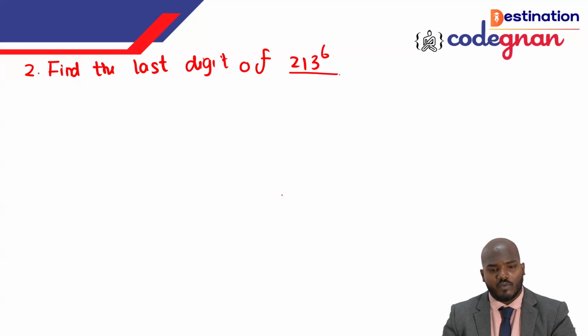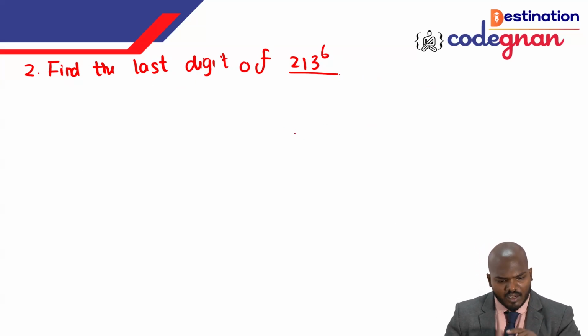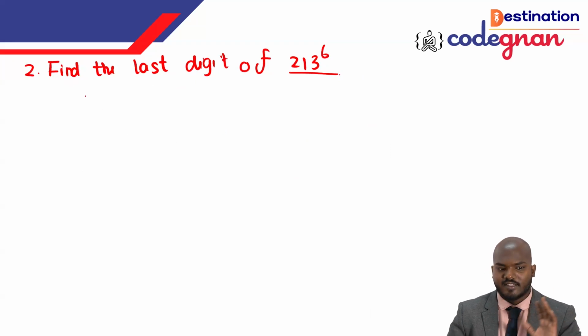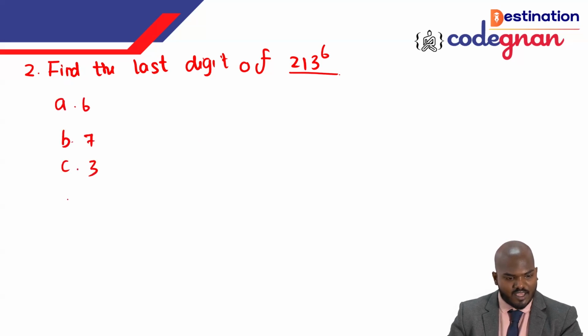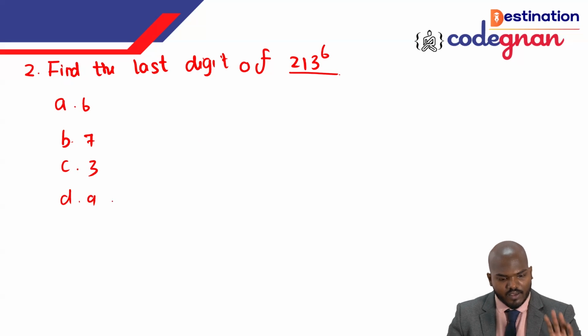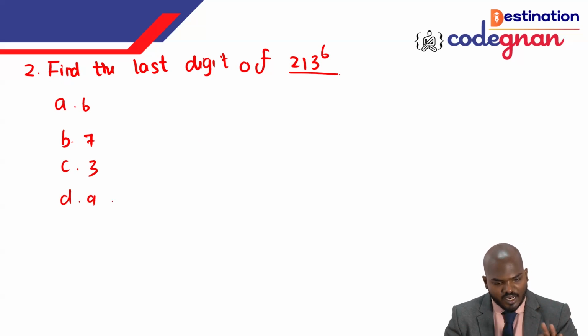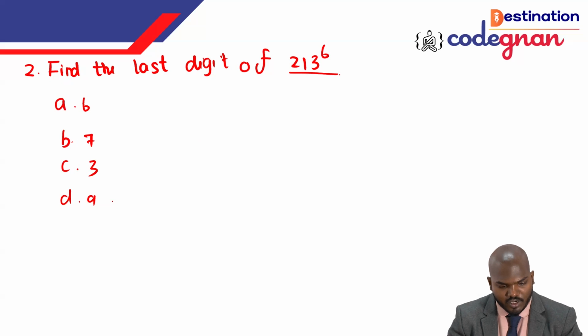Going onwards, I'll see how I can solve this one. Before that, I'll give the options and also give you some 10 seconds to fetch the answer. The options are A, B is 7, C is 3, and D is 9. So I'm just going to check how I can find out this one.